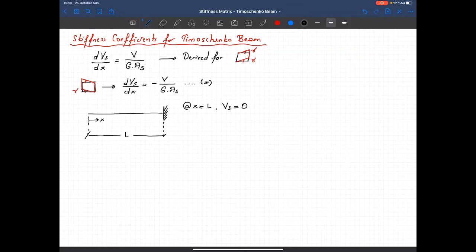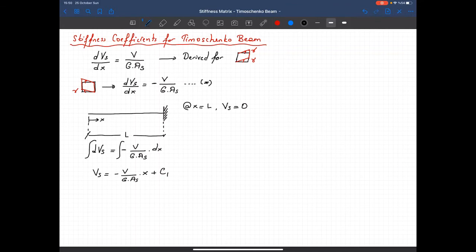Now, let's rewrite the equation star in the following form. The shear deformation of an infinitesimal element is equal to minus V over G times AS multiplied by dx for an infinitesimal length. For the total length of the member, if I integrate these two equations, I end up with the following. Vs is equal to minus V over G times AS times x plus C1.